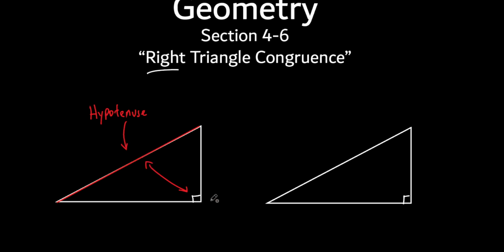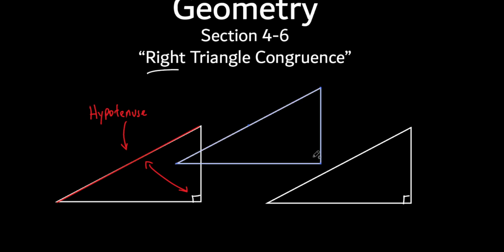See how this red side and that angle right there, that right angle, see how they're across from each other? Yeah? Okay, we call them opposite each other. So the hypotenuse is always opposite the right angle. That's really, really important to understand. Okay? Anytime you have a right triangle, doesn't matter what the shape of the right triangle is.